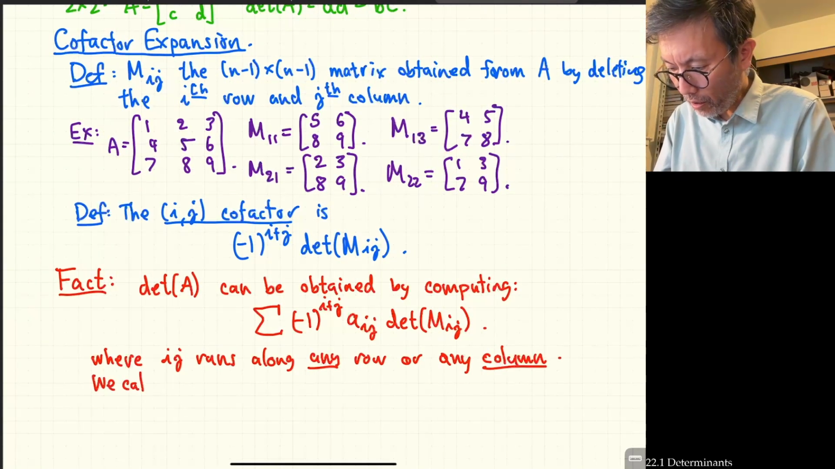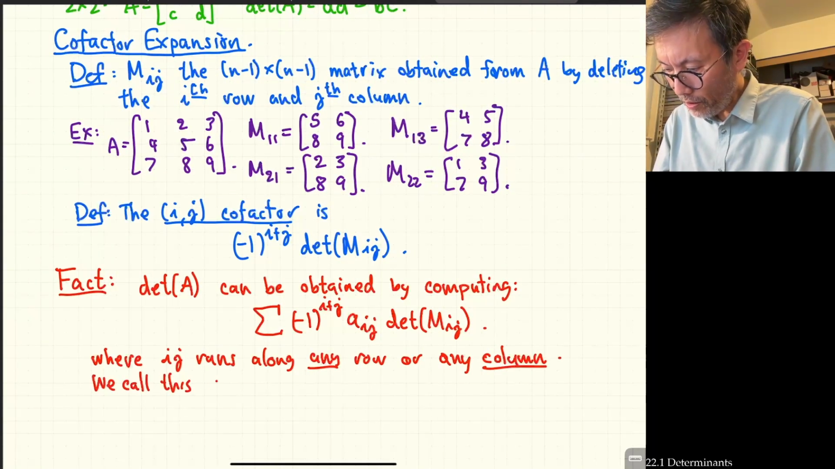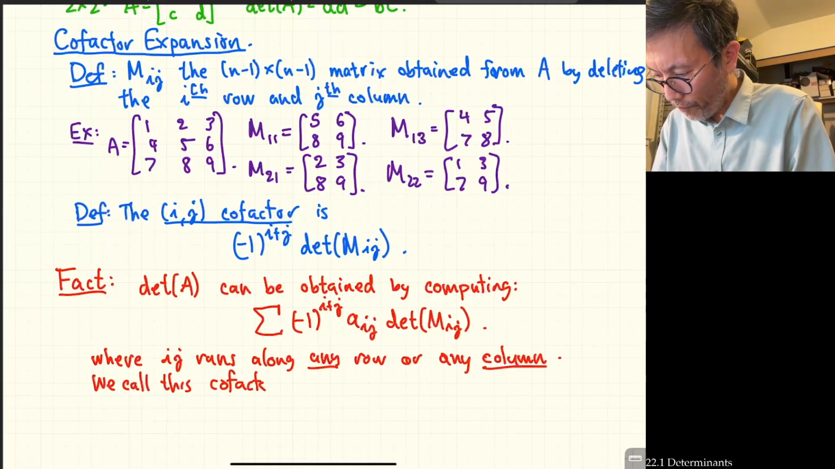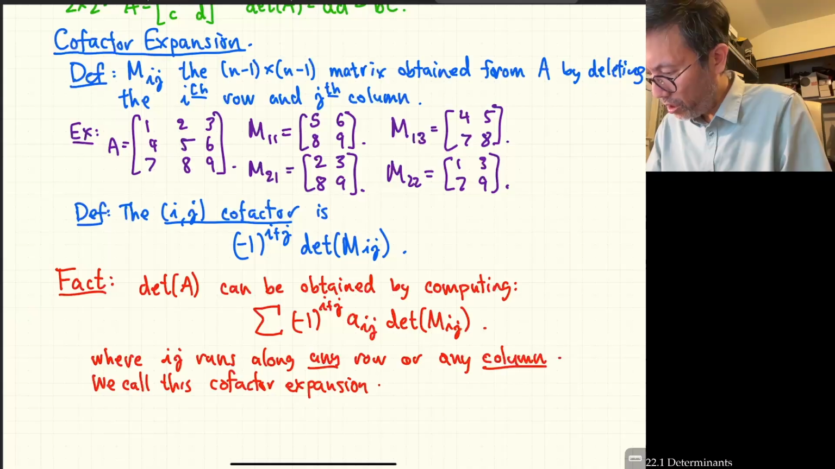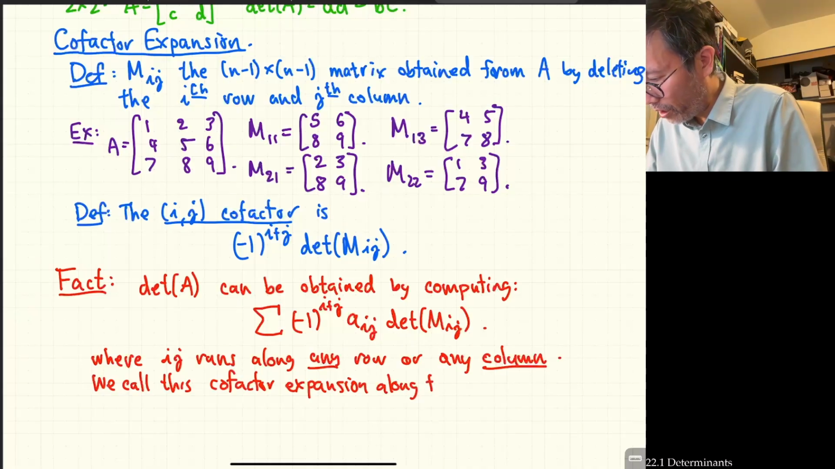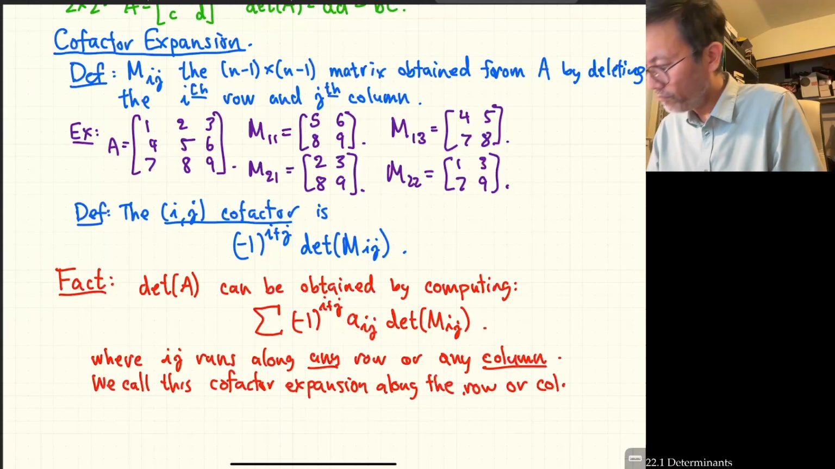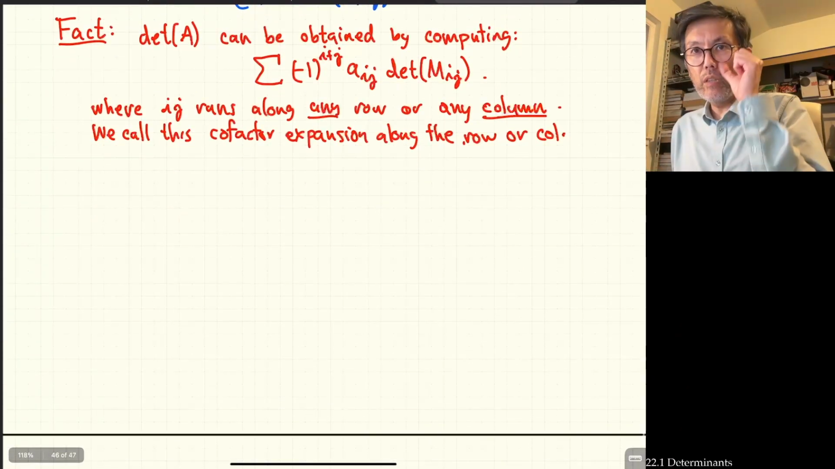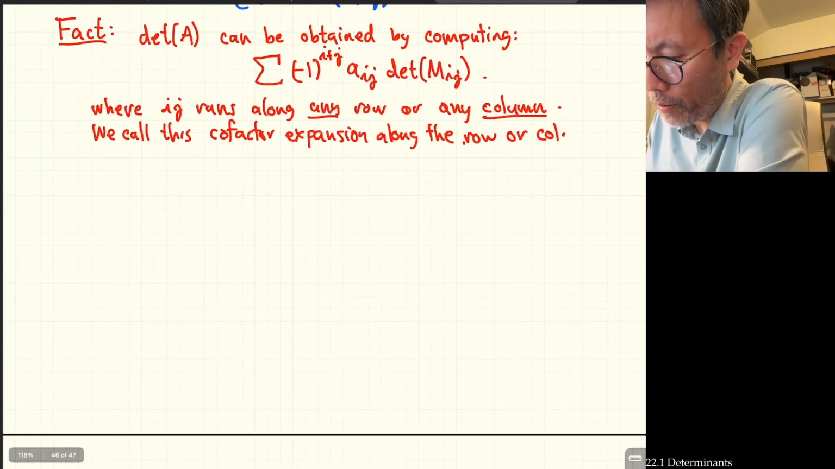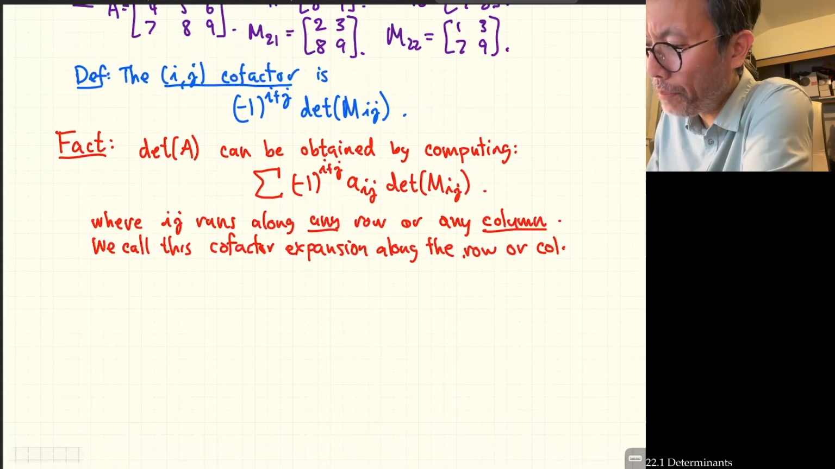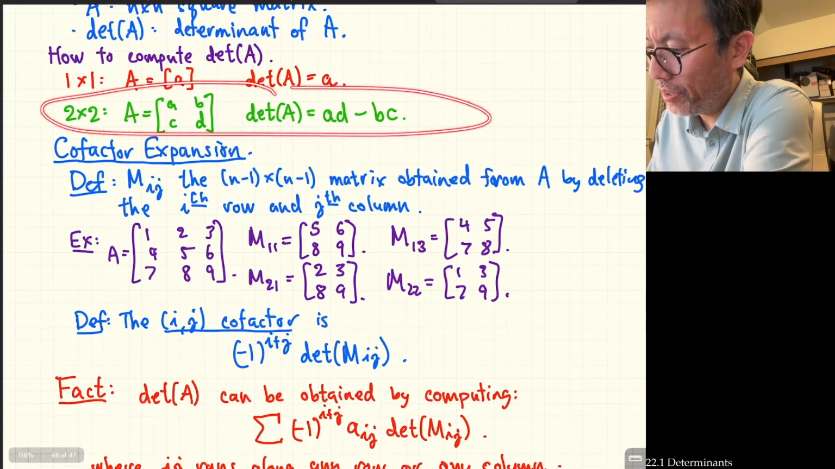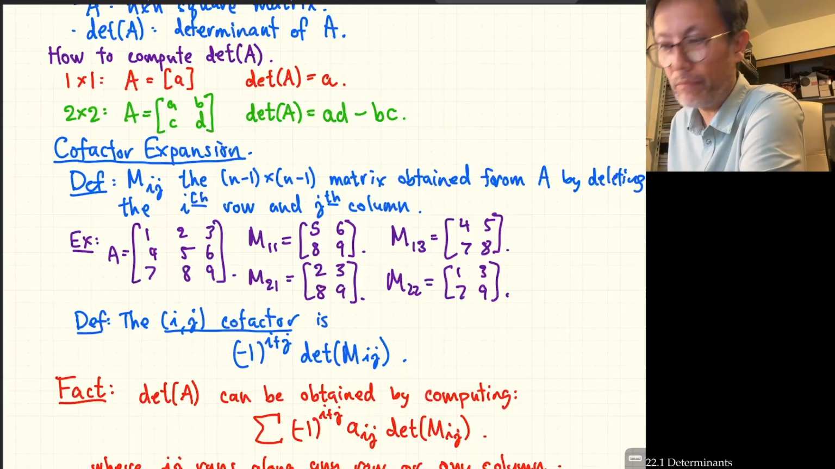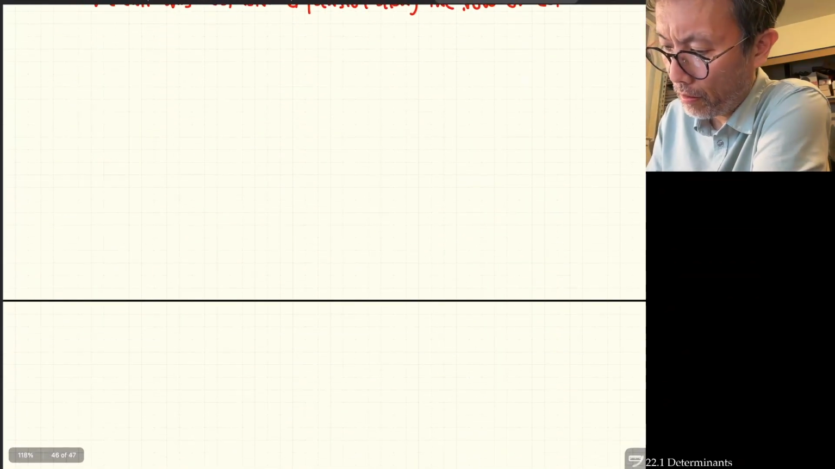We call this cofactor expansion along the row or column. Okay? So let me show you with an example. And actually, I can probably justify, in terms of this thing that we just learned, this fact right here. So let's take a look.